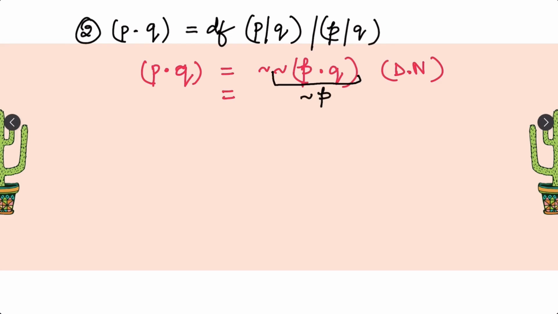This is the negation of P. So if this one is P, we have negation of P. Before doing that, what we can do is apply De Morgan here. So it will be negation, and here you will get negation of P wedge negation of Q. So we have used De Morgan here.